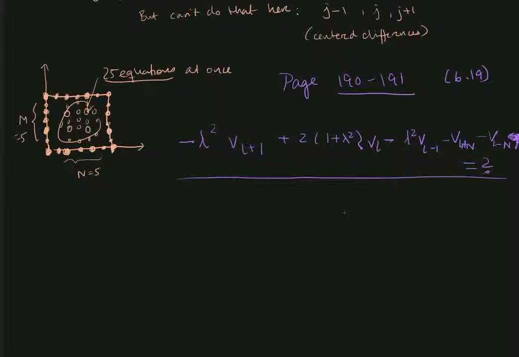So the main question is, how does this translate into a matrix equation? On page 190, they explain that this can be written in matrix form as AV equals B, where the matrix A has dimensions m times n by m times n. So the matrix A is huge, and B and V are both vectors that are m times n in length and have one column.